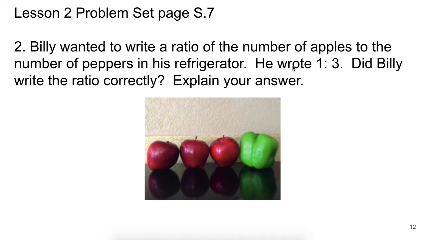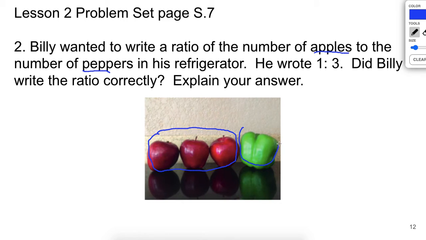Now on this one, the ratio he wanted to write was apples to peppers. We have 3 apples and we have 1 pepper. He wanted to write the ratio of apples to peppers. He wrote 1 to 3. Did he do it correctly?